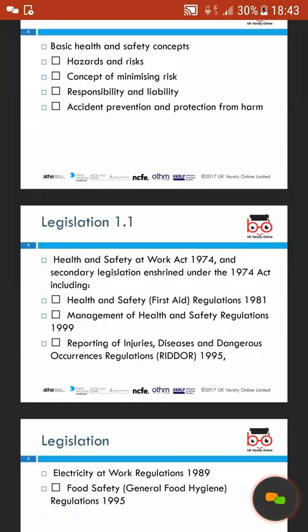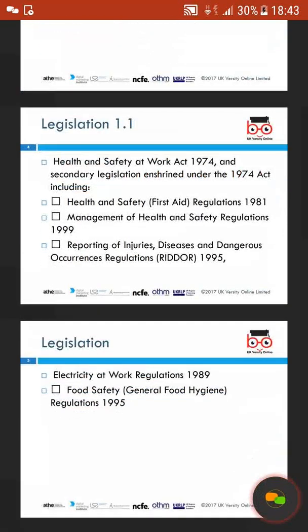1.1, it says Health and Safety at Work Act. There's health and safety, there's management, health and safety regulations, reporting injuries, disease, dangerous occurrences regulations. So you can review and show how legislation is upheld in your practice. You must first decide what legislation is in your workplace and what legislation you want to talk about to ensure that you're addressing that learning outcome.